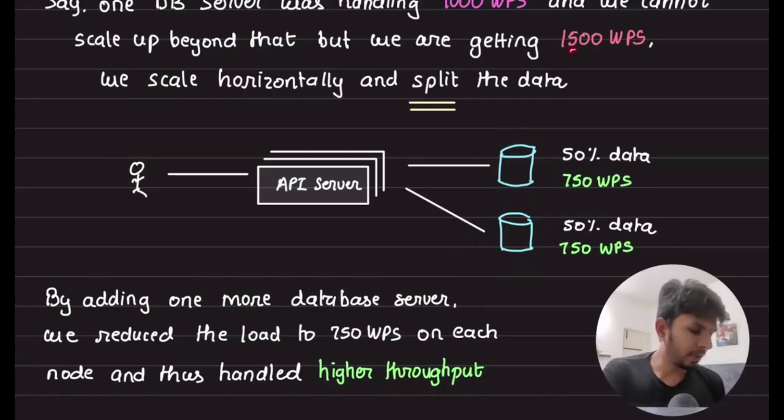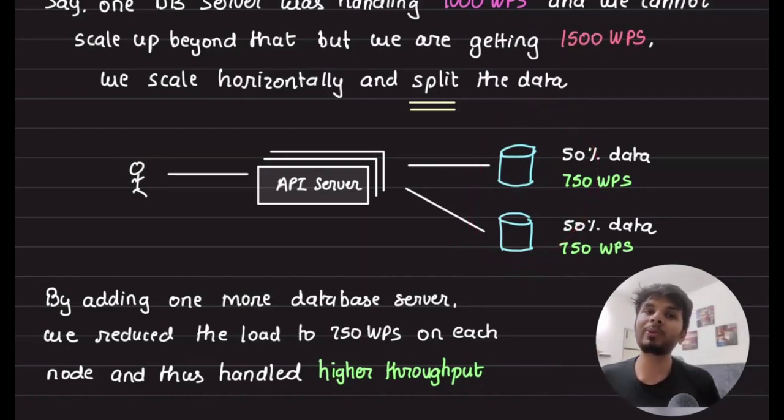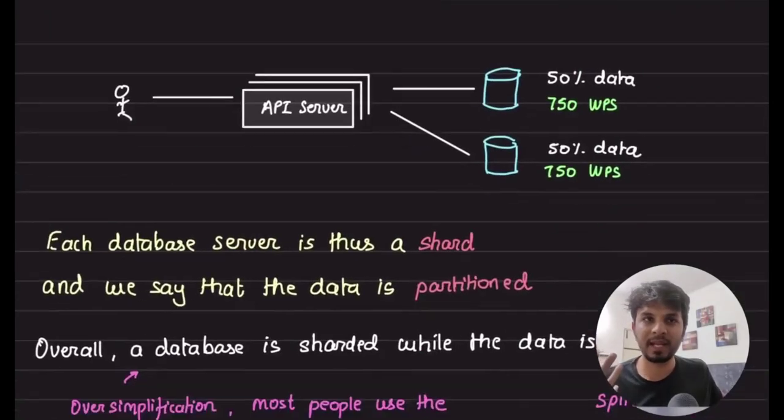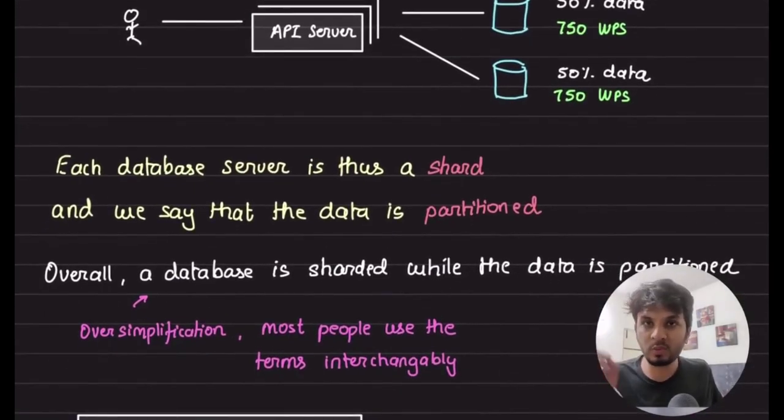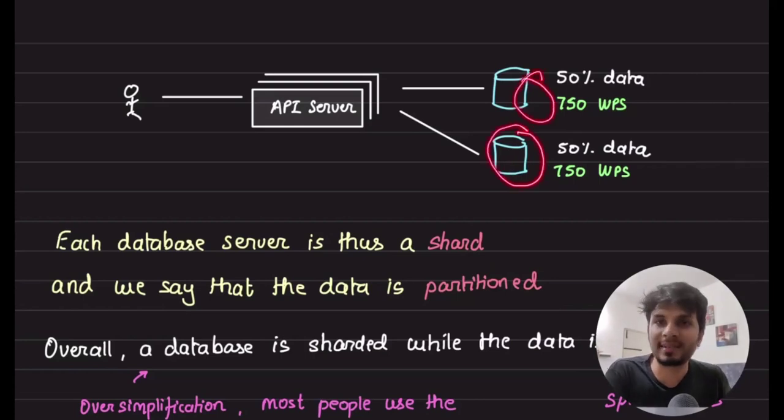So 1500 writes per second is nothing because your limit is 2000, right? So you are able to handle the load. That's the beauty of horizontal scaling, and this is what you do to horizontally scale your database, right? Now this is what we call sharding and partitioning. Here what we did is we partitioned the data, split it 50%, put it on two different shards, right?